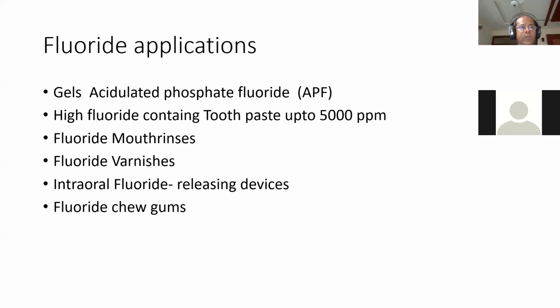Fluoride, there are various ways to use fluoride applications. Gels are available, what we call acidulated phosphate fluoride gels, which are used at the chair side. High fluoride toothpaste can be prescribed, which contains at least 5,000 ppm, while your regular toothpaste contains 1,000 to 1,500 ppm. So high fluoride toothpaste could be very beneficial for these patients, because as I know, root caries is the most rampant type of caries.